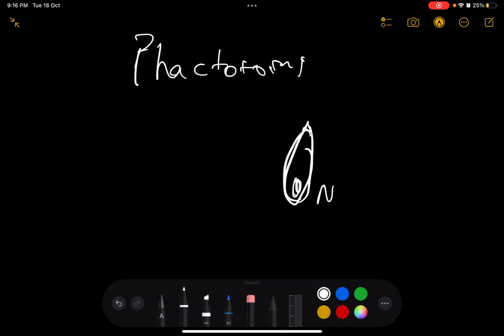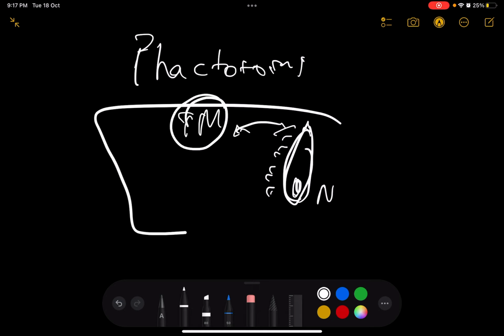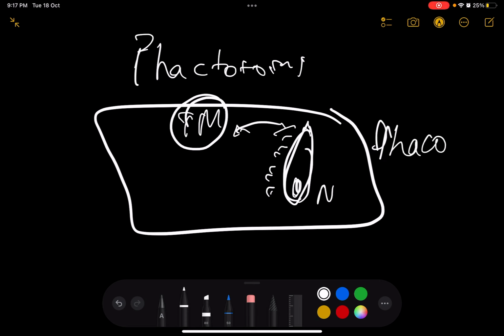So there's going to be a lot of loss of anterior capsule, and they're going to get deposited in the trabecular meshwork. And this cataract that I'm talking about is called a phacolytic cataract.